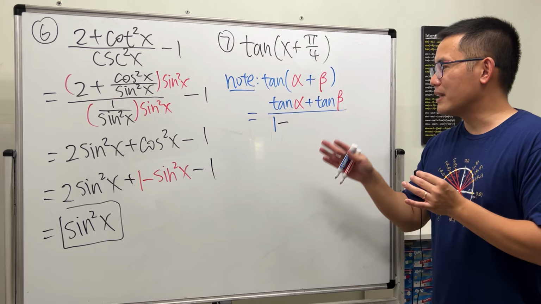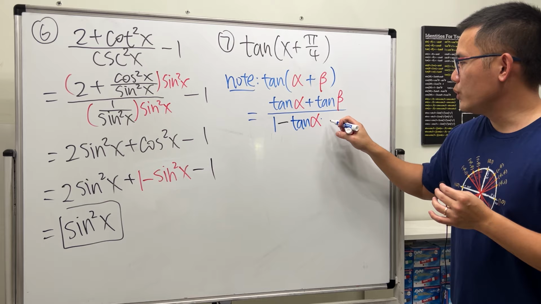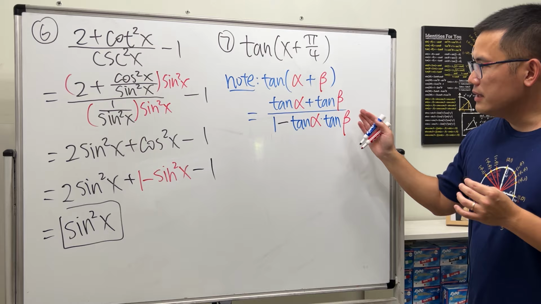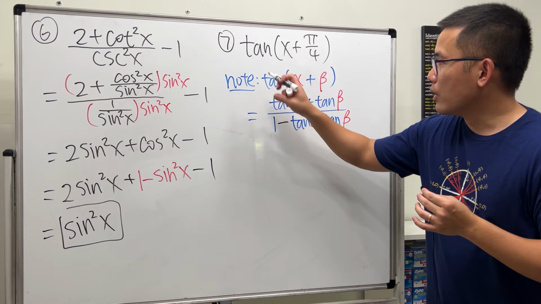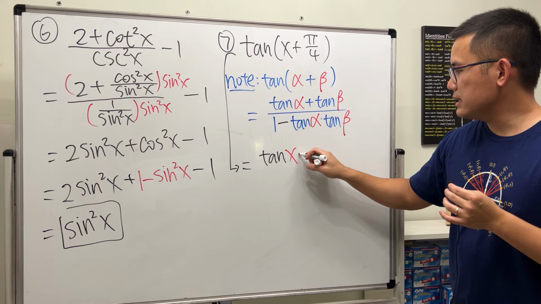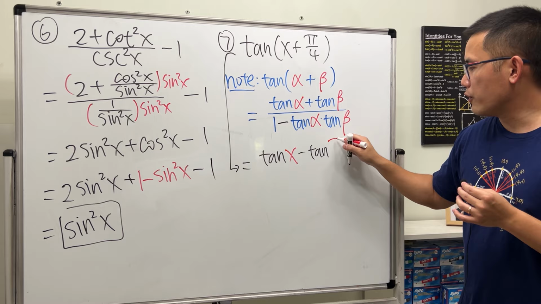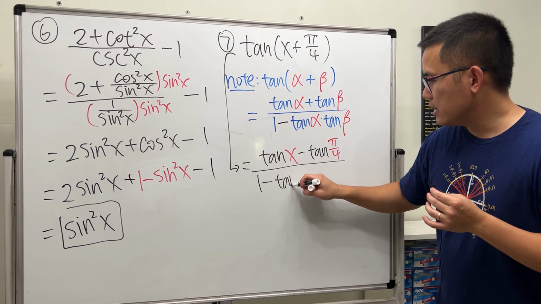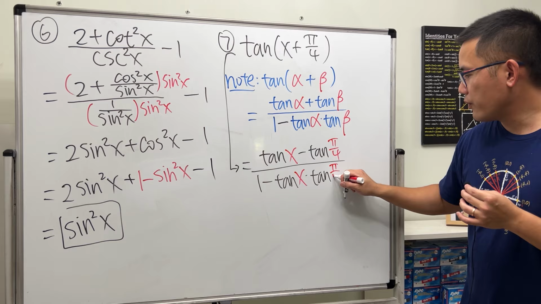So to continue, we have tangent alpha. Here we multiply by tangent beta. So this is the angle sum identity for tangent. And now let's just use it. The first angle is x, so we will have tangent x to start off with, and then plus tangent beta. Beta is the second angle, which is pi over 4. And then we'll just continue with the rest. 1 minus tangent x times tangent pi over 4.